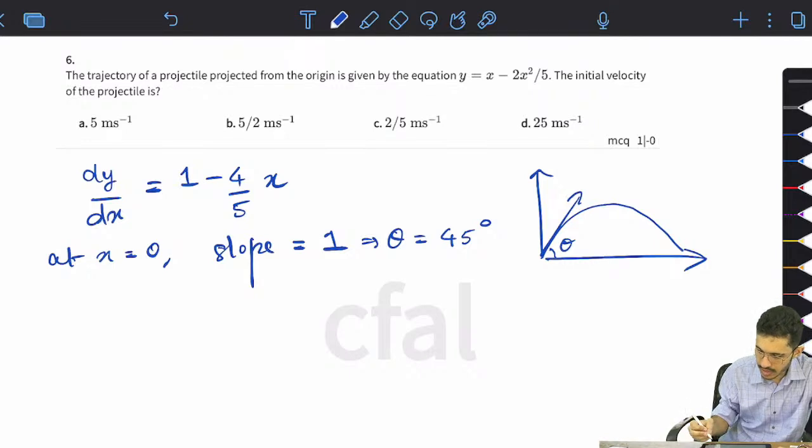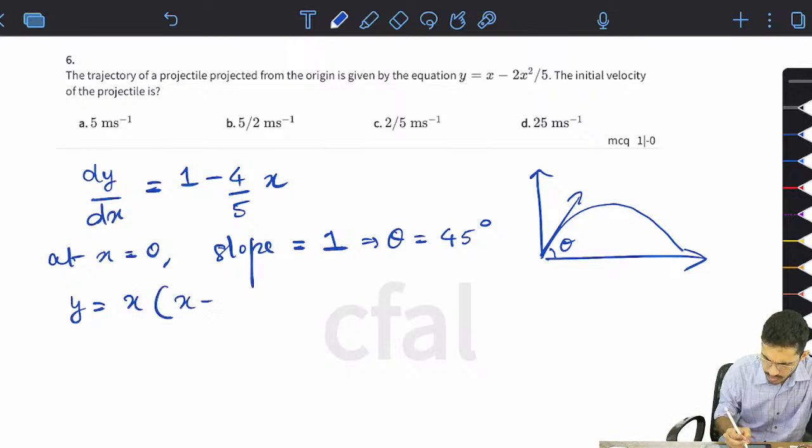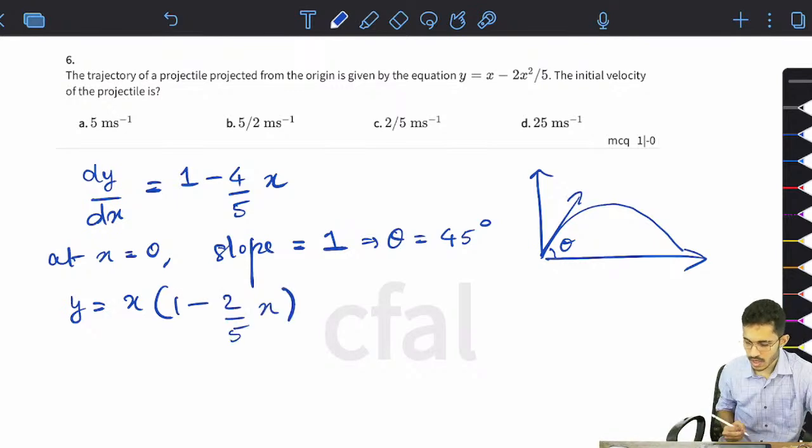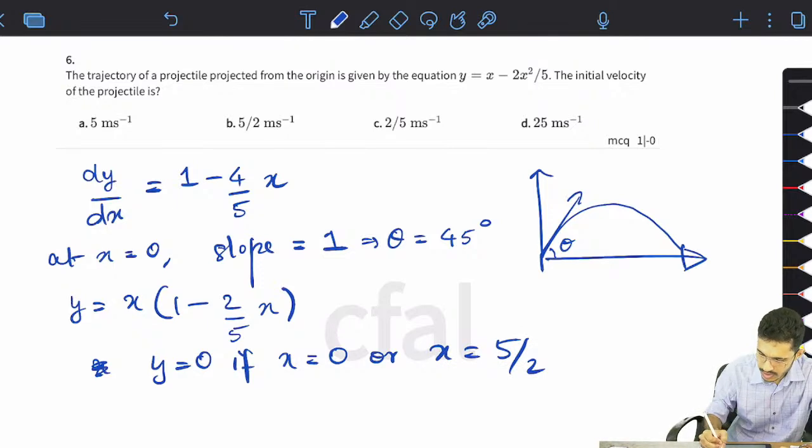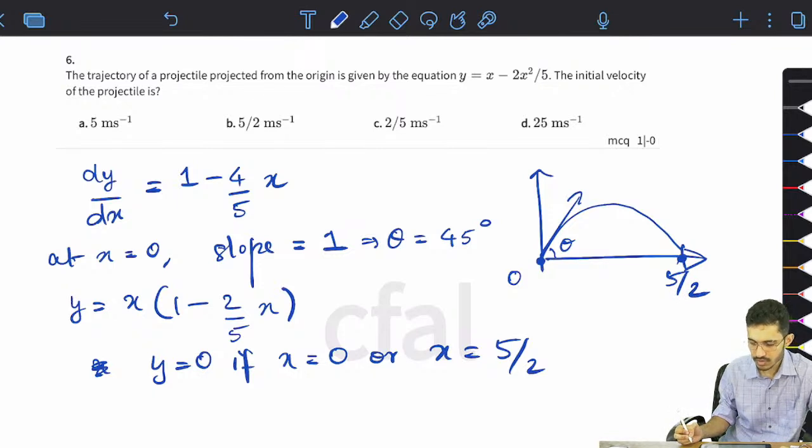Now we can also find the range easily. From the equation, if I take x common, I get x into 1 minus 2 by 5 x. Now we can use this to find the range. This polynomial on the right has two roots. One is x equal to 0, or x is equal to 5 by 2. x equal to 0 is the point of projection. x equal to 5 by 2 will be the range. So we have the range now.